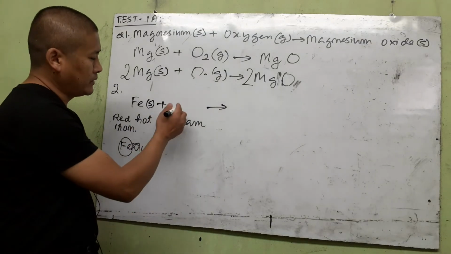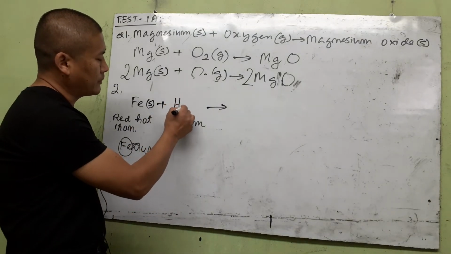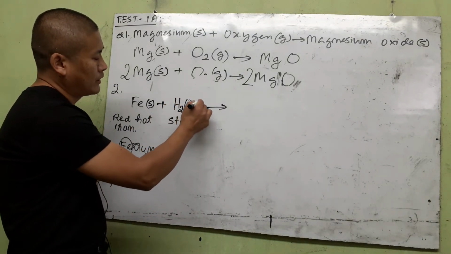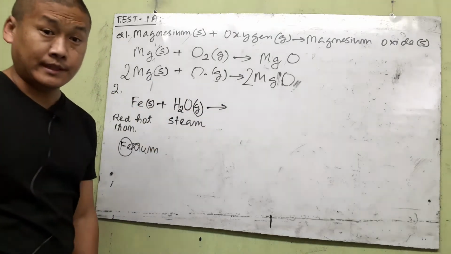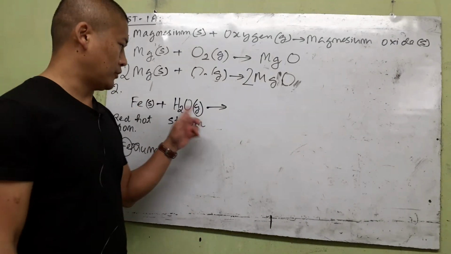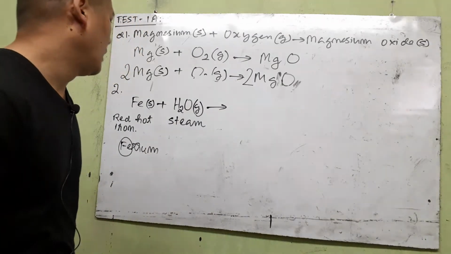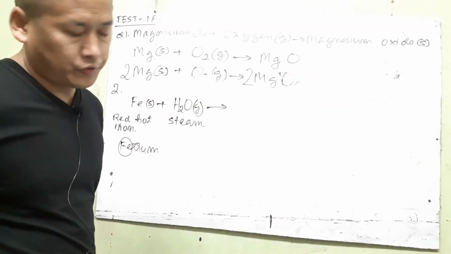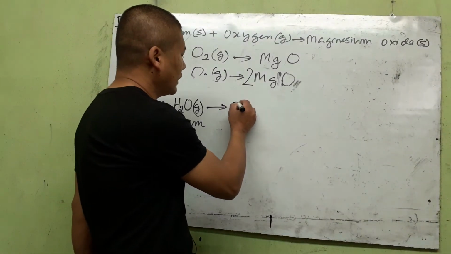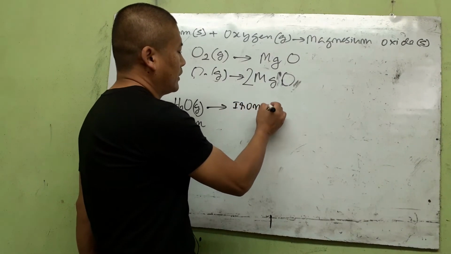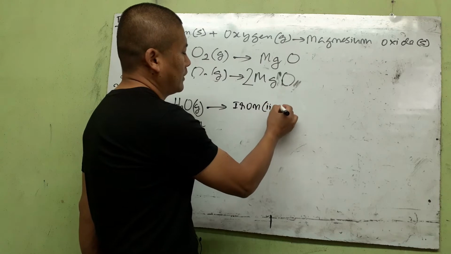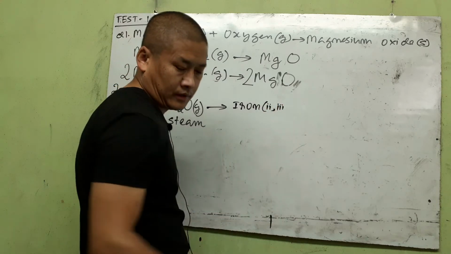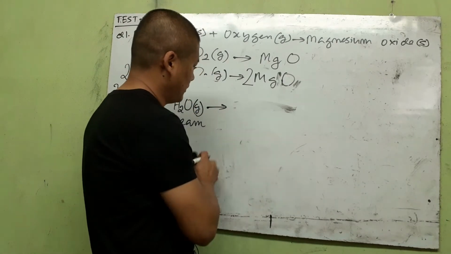That time you pass steam, meaning the gaseous form of water. So the same chemical formula as water. G at the back of H2O is called steam. L at the back of H2O is water, liquid. So when you pass steam over red hot iron, the question is saying it gives iron 2,3 oxide. So let's write here iron 2,3. Oh, not there, sorry. A little bit below the arrow.